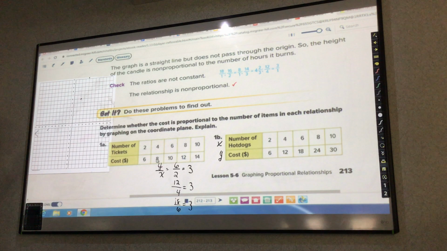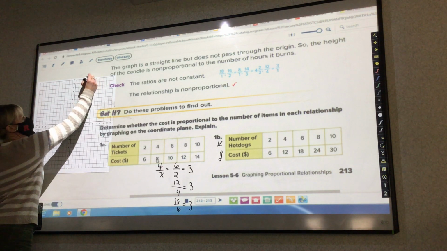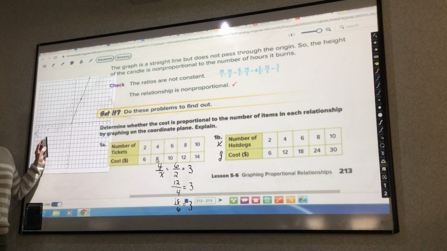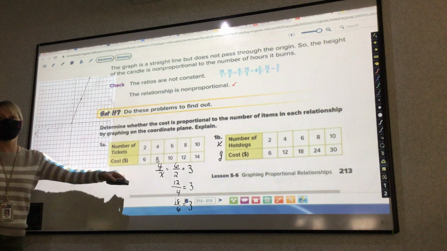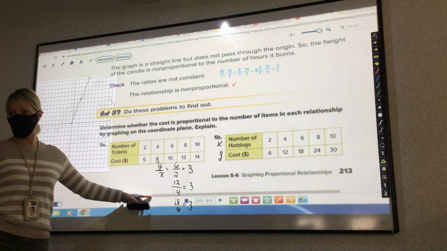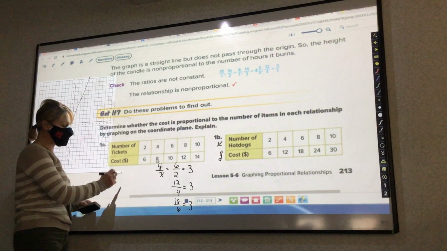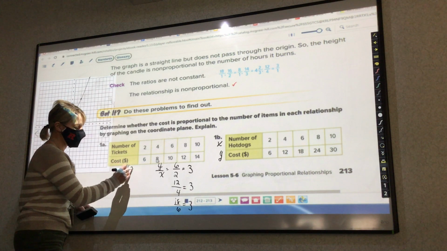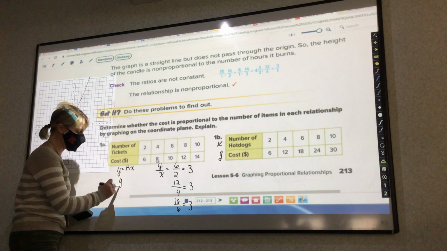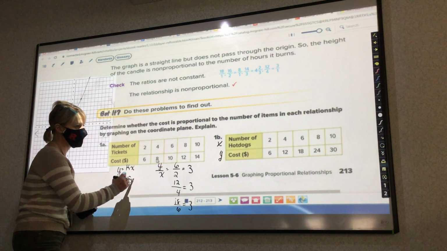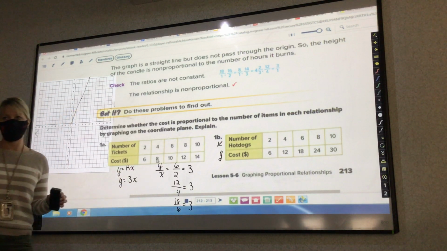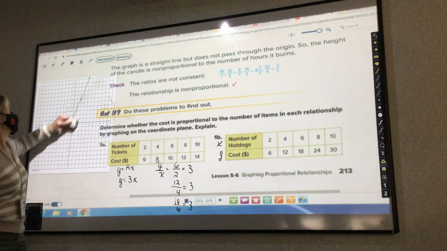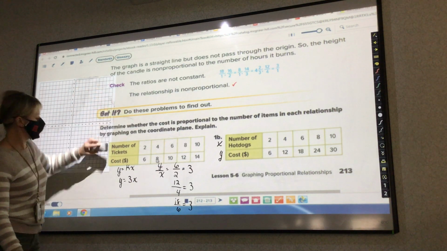Okay. So if I keep drawing the line this way, is it going to go through the origin? It should. And it has a constant. And this is why we always do that, because I made a mistake. Then you write your y equals k times x. So then y equals 3 times x. Does that make sense? All right, let's move on. Go ahead and turn the page.